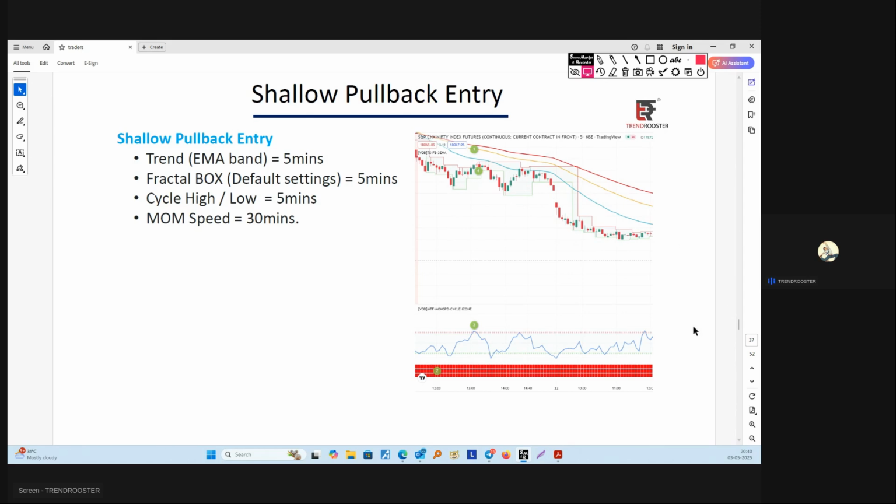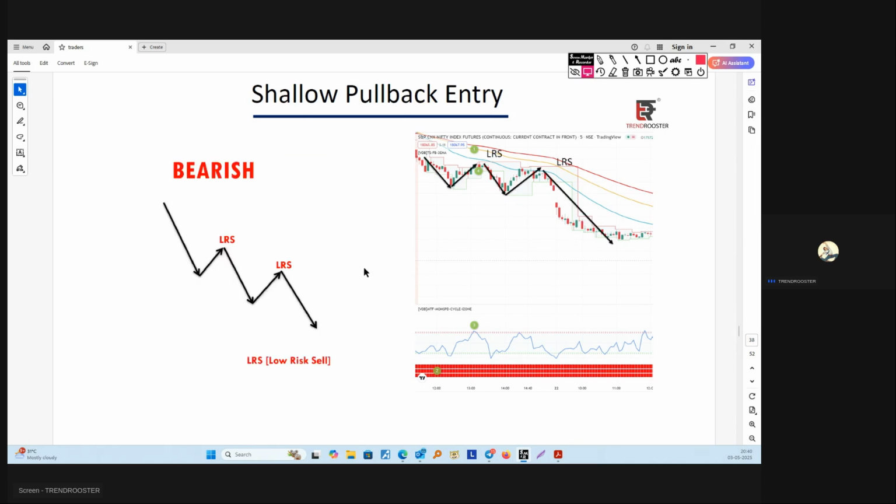By the way, this study, everything I made it free of cost, and things are available for free in TradingView. Low risk sell.